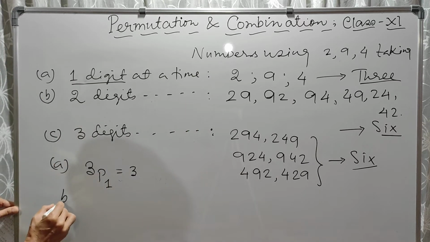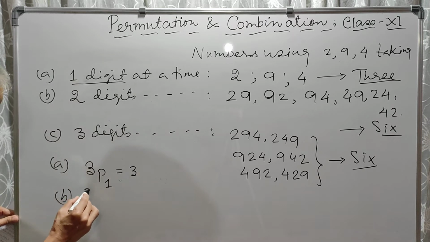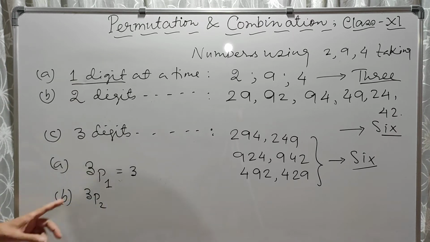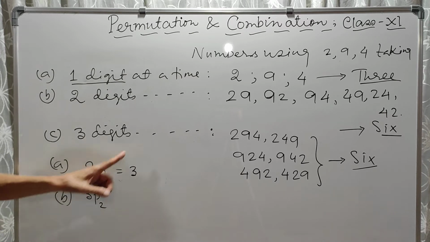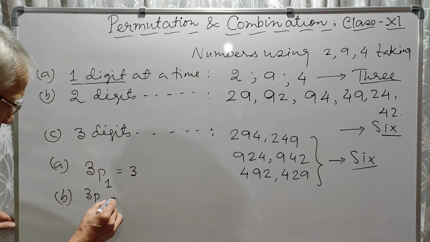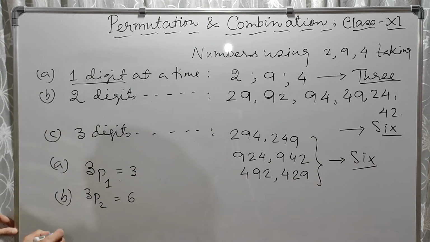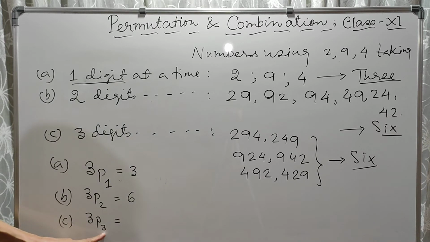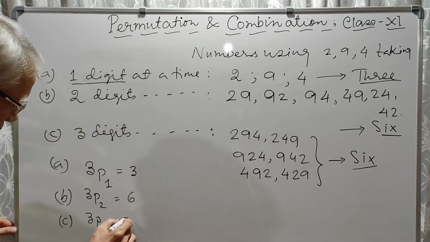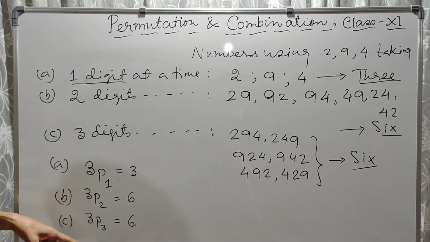Then this B. Symbolically, B is 3P2. So 3P2 means permutation of 3 things taking 2 at a time. Permutation of 3 digits taking 2 at a time. So here how many permutations did we get? 6. Then similarly this C will be written as 3P3. So how will you read it? Permutation of 3 things taking 3 at a time. Permutation of 3 digits taking all at a time. All right. So here how many permutations? 6 permutations. So these are the symbols, you see.